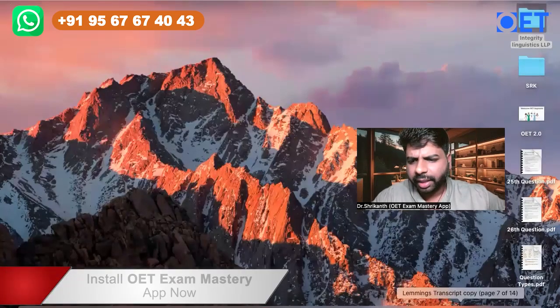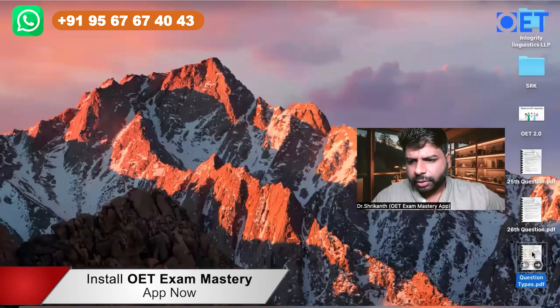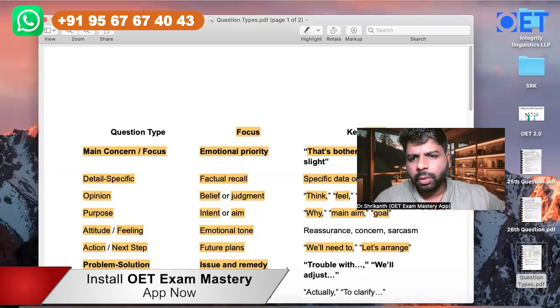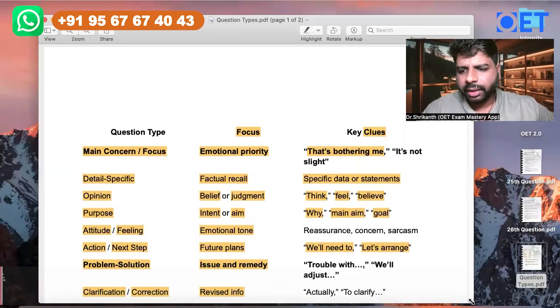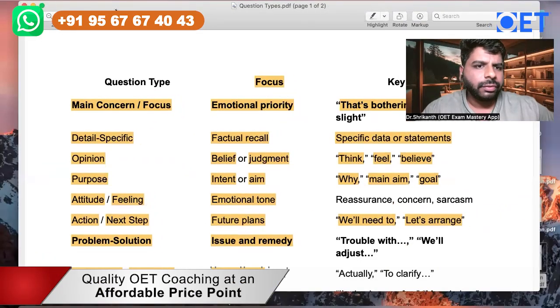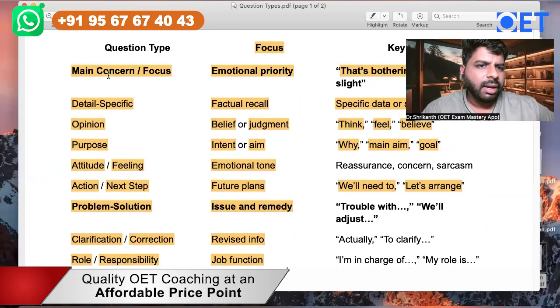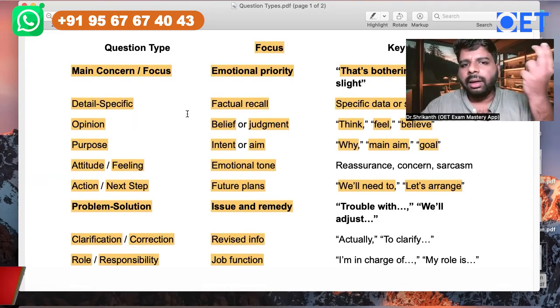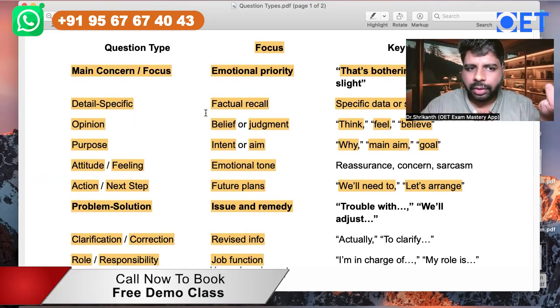So let's just have a recap of what we studied today. There are 9 different types of questions in OET listening part B. They're all workplace type questions, right? Today we discussed 2 different types of questions: main concern questions and problem solution questions. Along with that, we have detail specific questions where factual recall is important. We have opinion type questions, that is understanding the belief or the judgment of the speaker.